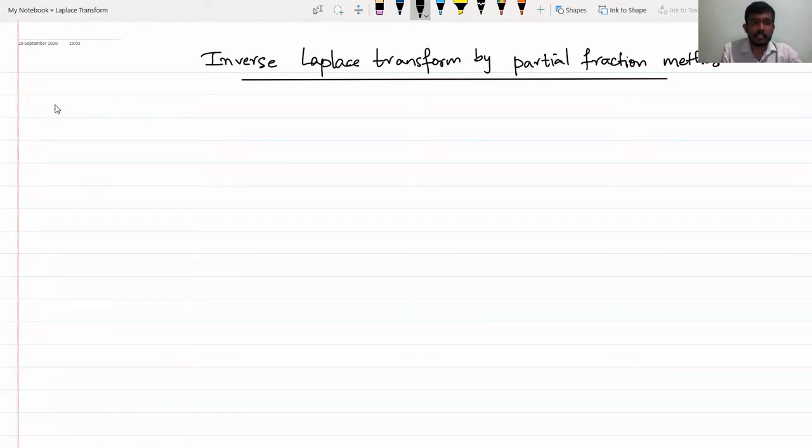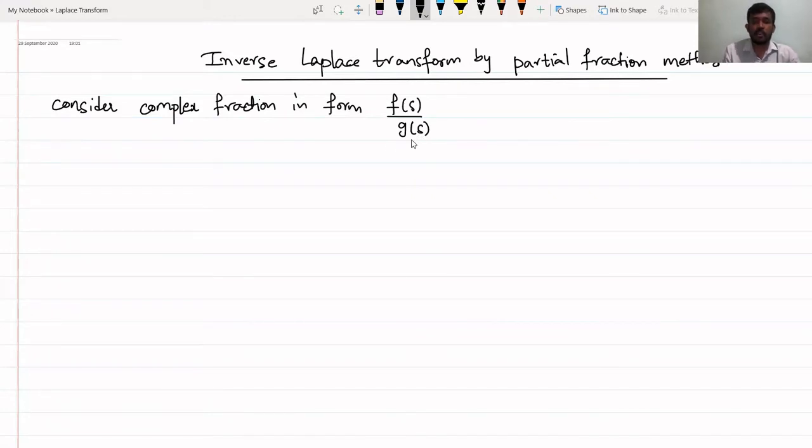For that, consider a complex fraction in the form f of s by g of s. Here, f of s is also a function of s, and g of s is also a function of s, where the denominator function g of s might be a quadratic equation, or this function g of s might be a cubic equation.